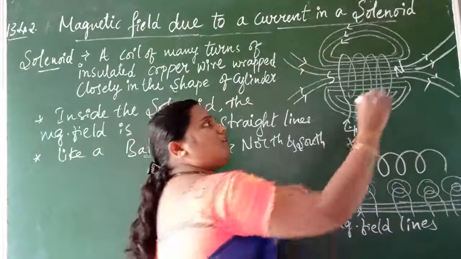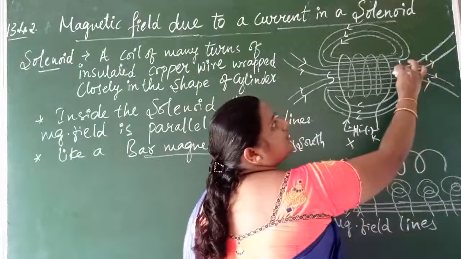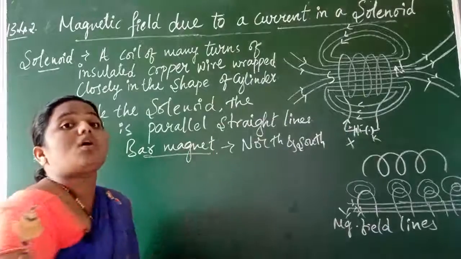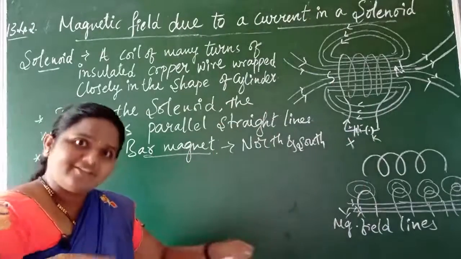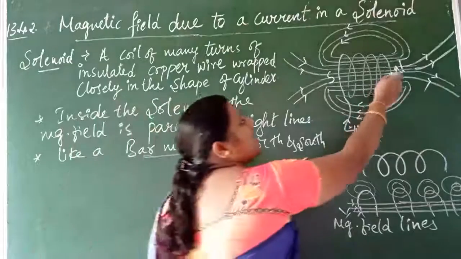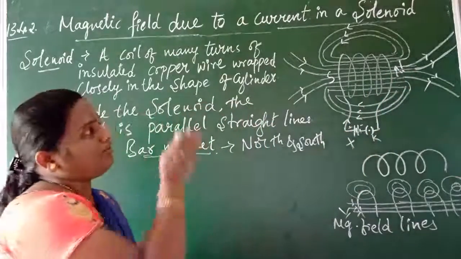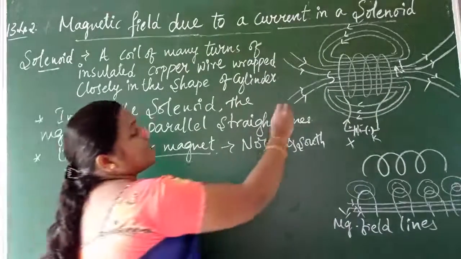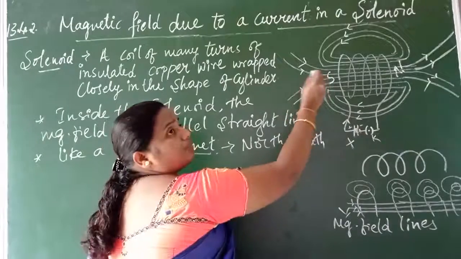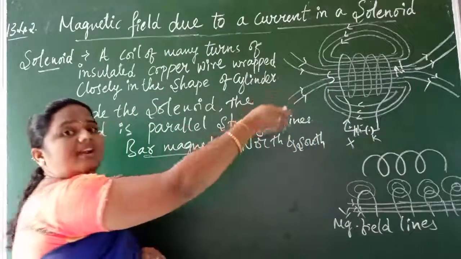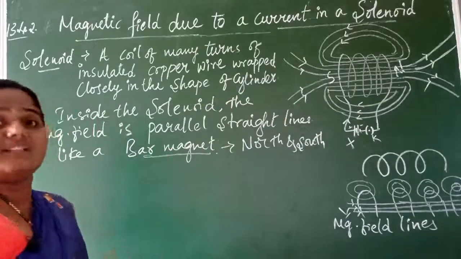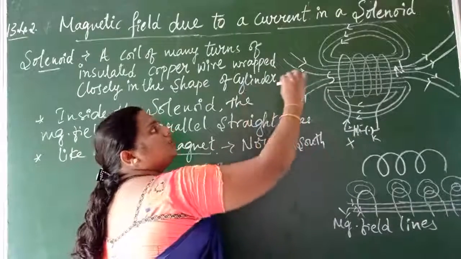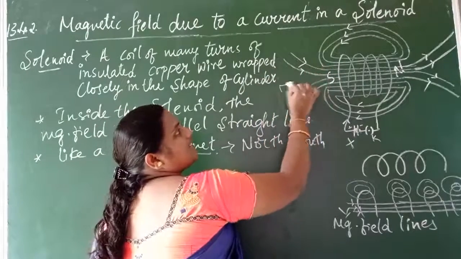If I bring the north pole of the bar magnet towards the north pole of the solenoid, they will repel because both are north. What will they do? They will repel. So we can come to know that this end is the north pole of the solenoid. Suppose if I bring the south pole of a bar magnet towards the other end of the solenoid, then they will repel. Suppose I change here, means if I bring the north pole of the bar magnet towards the, imagine that this is a bar magnet.